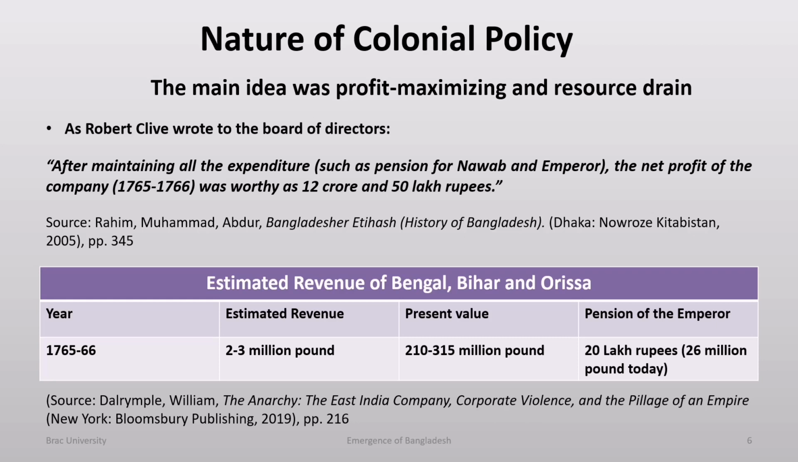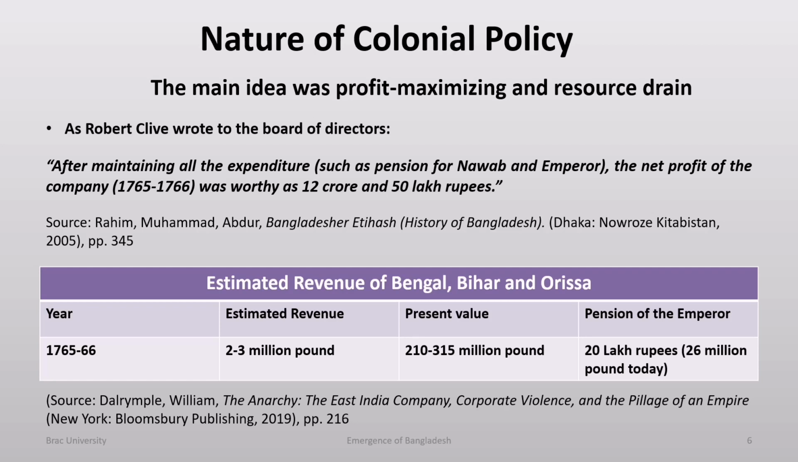If we look at the nature of colonial revenue policy, it becomes very clear that the main objective was to maximize profit for the colonizers, instead of ensuring welfare for the subjects. The statement of Robert Clive in the slide truly reflects that, where he admits the massive profit which was drained by British East India Company to England in the year 1765 to 1766. The profit of the company in 1 year was as worthy as 12 crore and 50 lakh rupees.